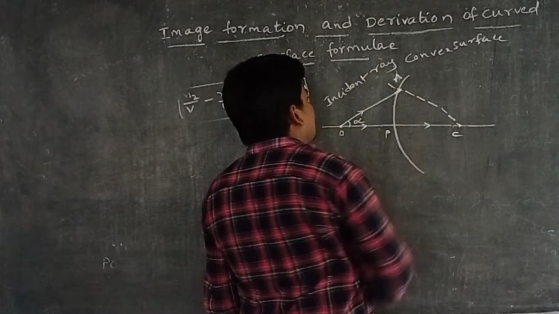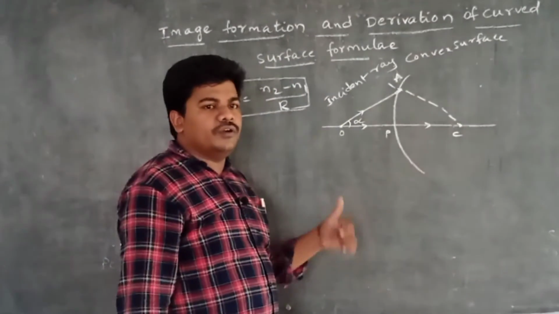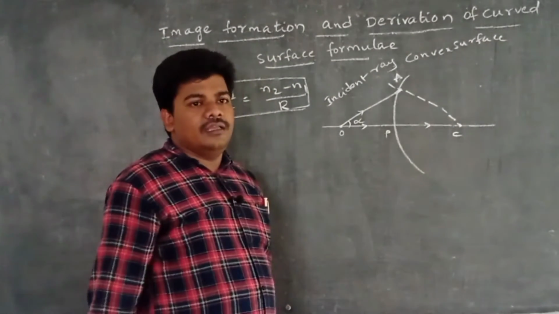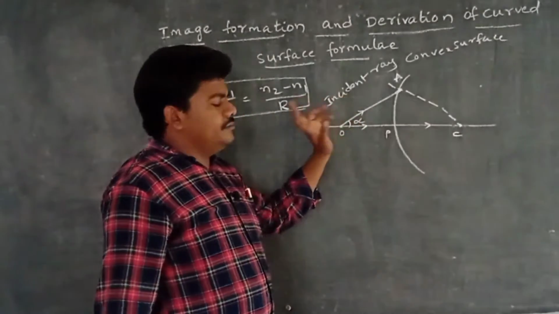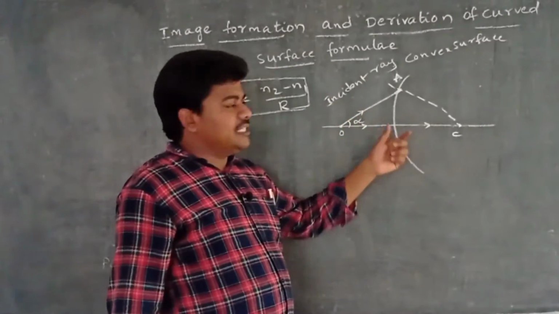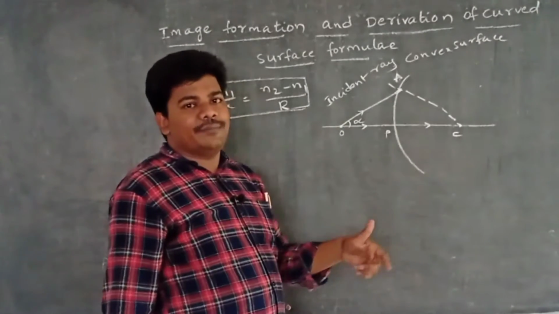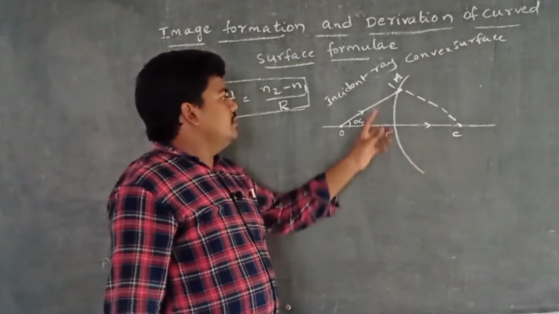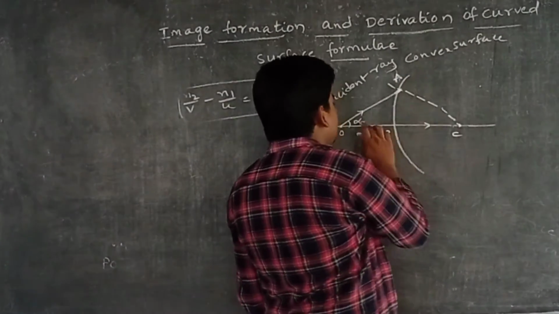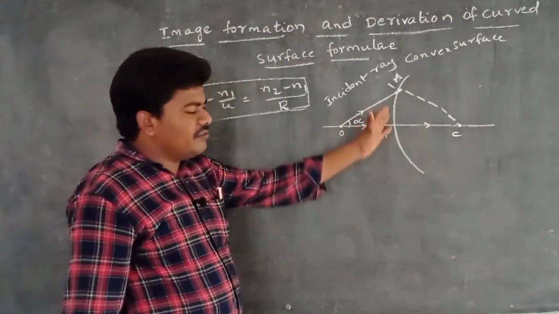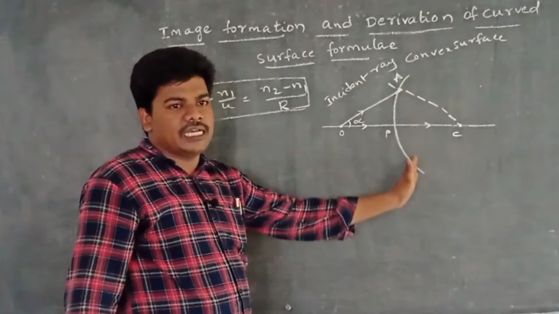In previous classes, we already know about refraction at plane surfaces. When a light ray passes from rarer to denser, the refracted light ray bends towards the normal. Here, this one is a curved surface.